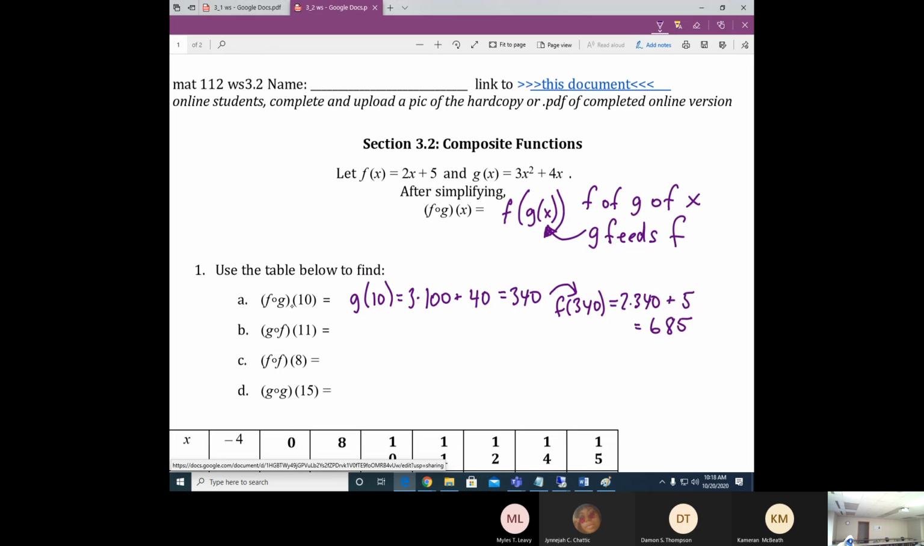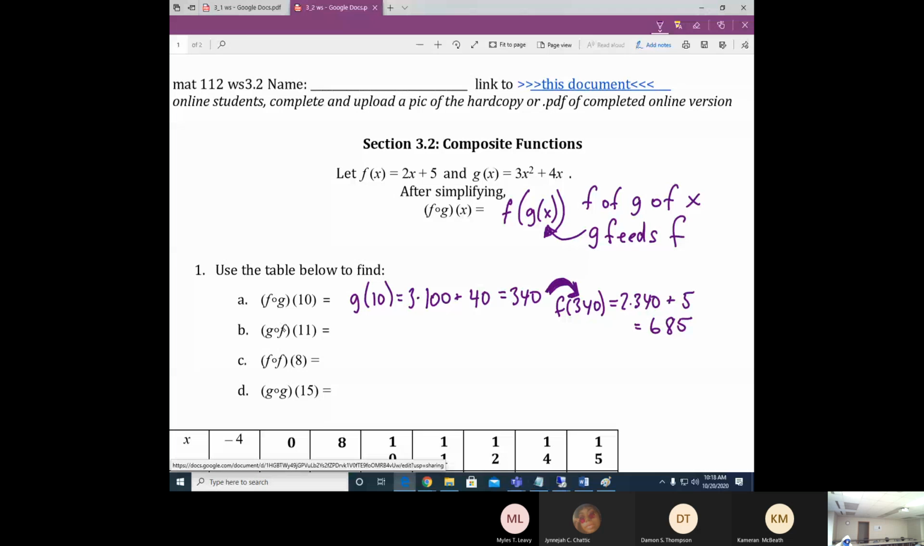So F of G of 10 means evaluate G at x equals 10, gives me 340. Feed 340 into F, and then solve. That's all that means. Take the output of G, and that feeds 340. And we'll be doing more fancy things, evaluating it as a polynomial, but for now, just take the output and feed it into F.